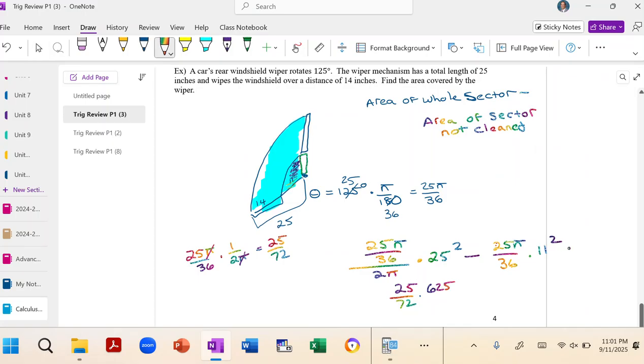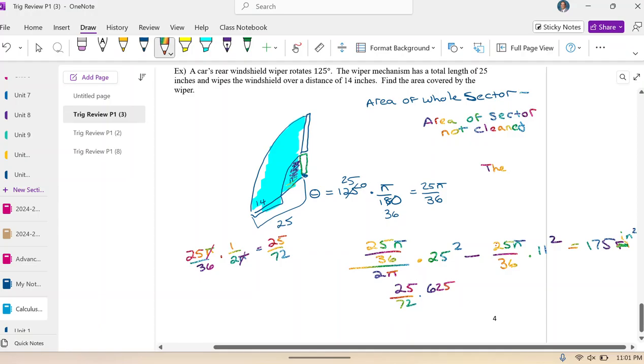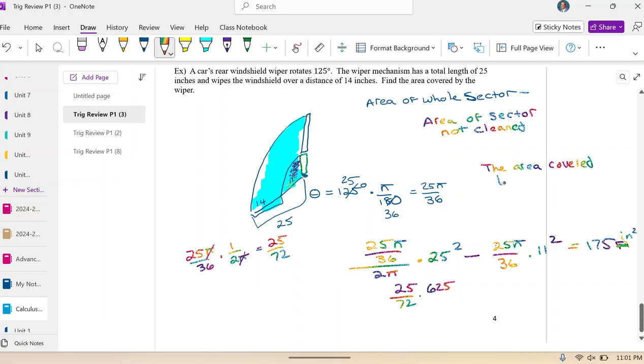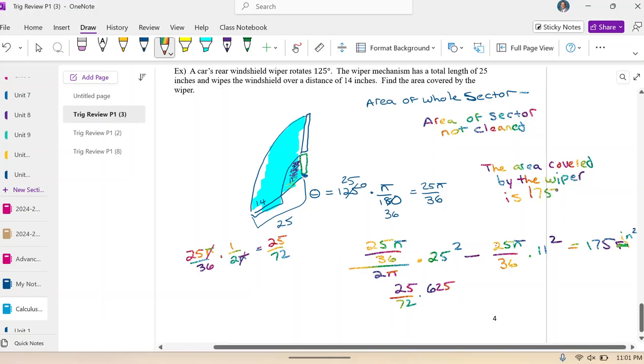So basically, in square inches, the area covered by the wiper is 175 square inches. That's the area that's covered right here, if you take away the whole thing minus the part that's not covered.